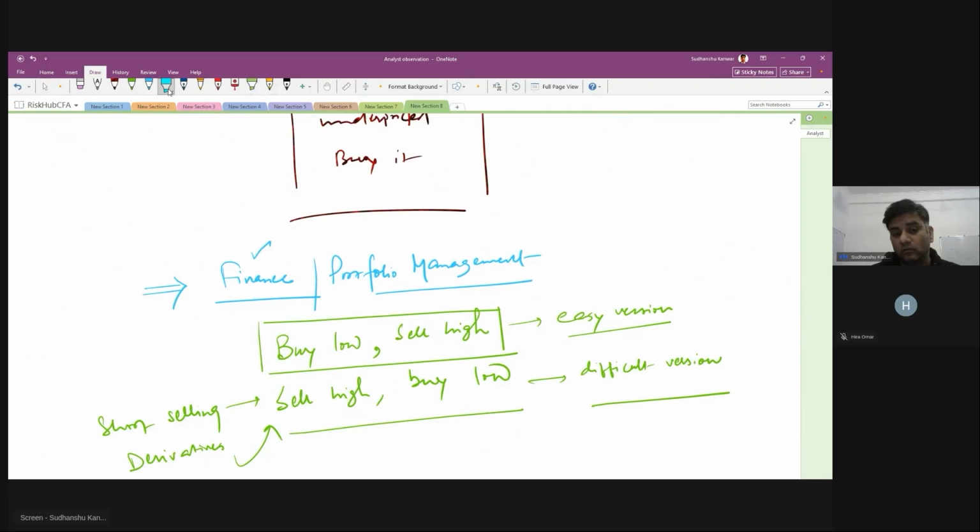The whole of CFA, FRM, CQF is this line: buy low, sell high. This is the only one line in finance. This is the one line in business also. To be fair, this is what business is. The whole world is working on this one line.